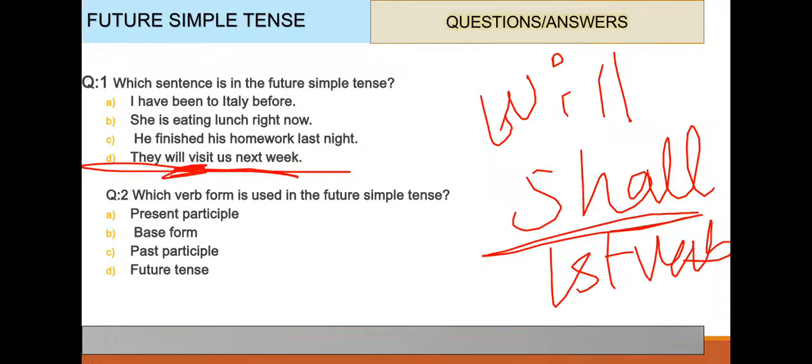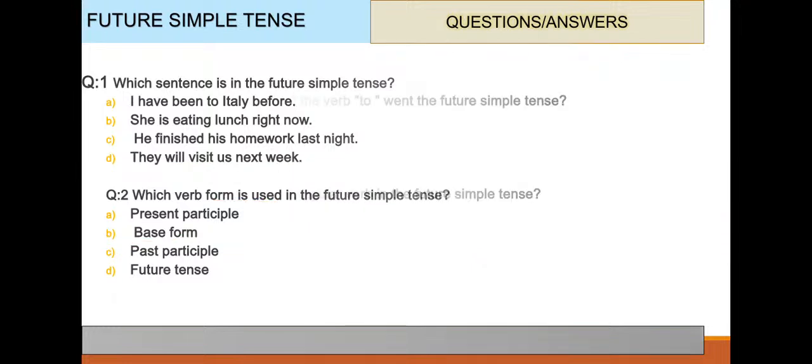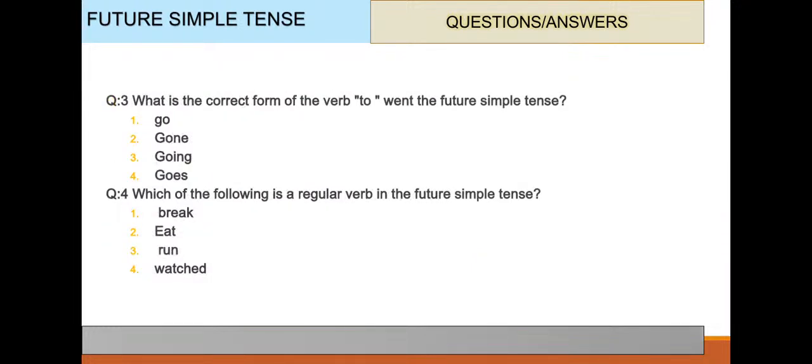So which verb form is used in the future simple tense? I told you, the first form of the verb, that is the base form of the verb. Actually the first form and base form are almost the same, there is a bit of difference. Third question. What is the correct form of the verb "went" in the future simple tense? It is go, just like the base form of the verb is go. We're not playing with the verb actually. Right here we have the will and shall to play with.